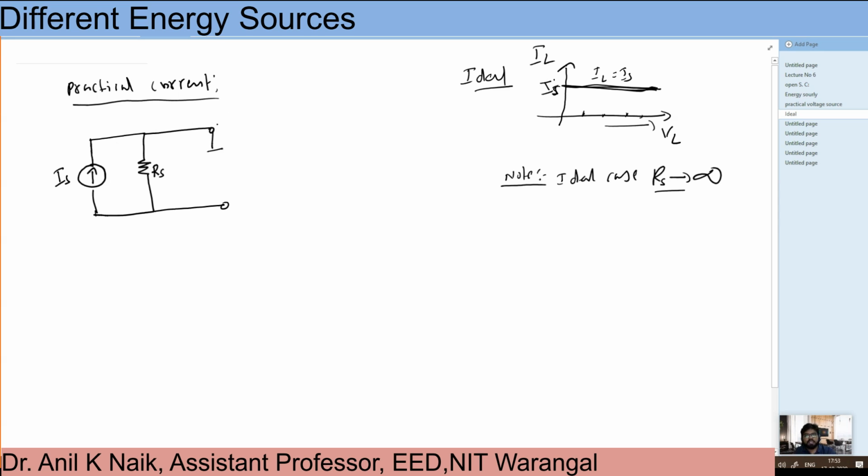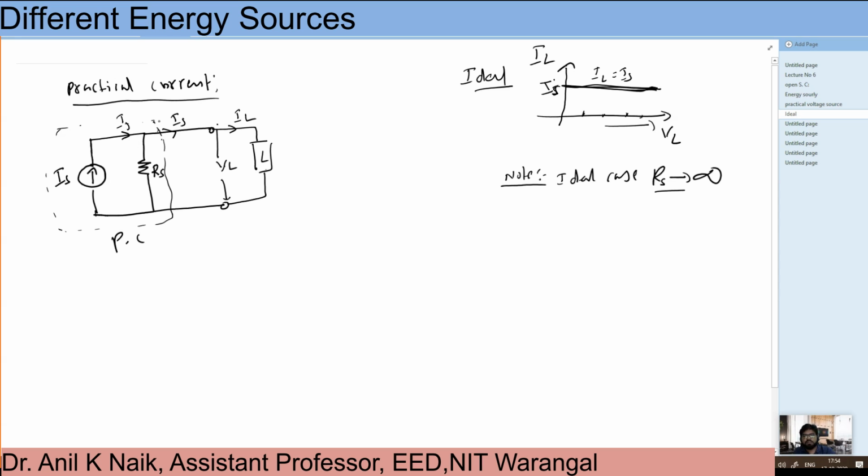Now I'm connecting a load here. This is my load, and I can say this is IL and this is VL, and the current is coming like this. This is IS, the total practical current source. From this current source, IS current direction is coming like this, and you can write IS here.